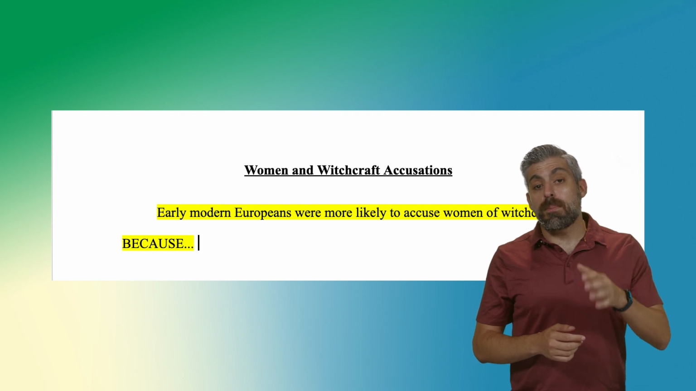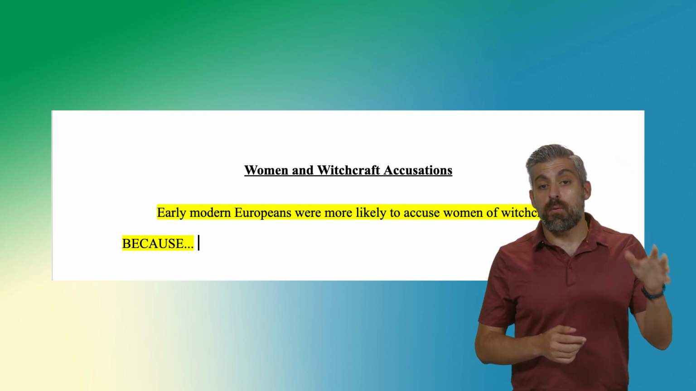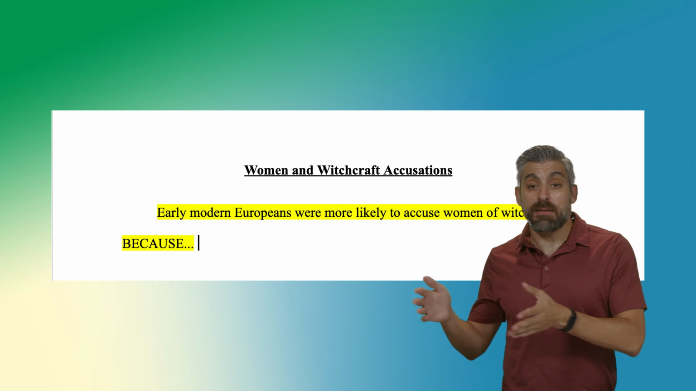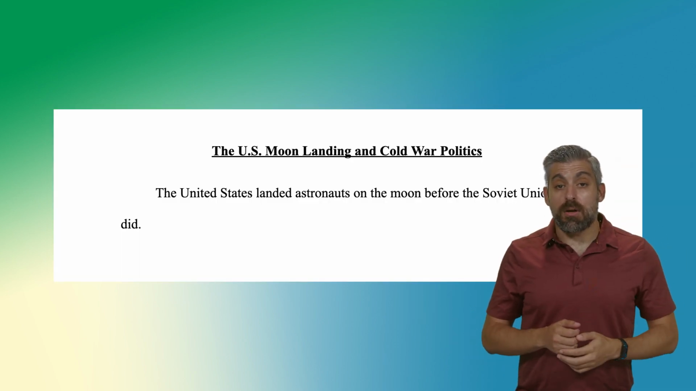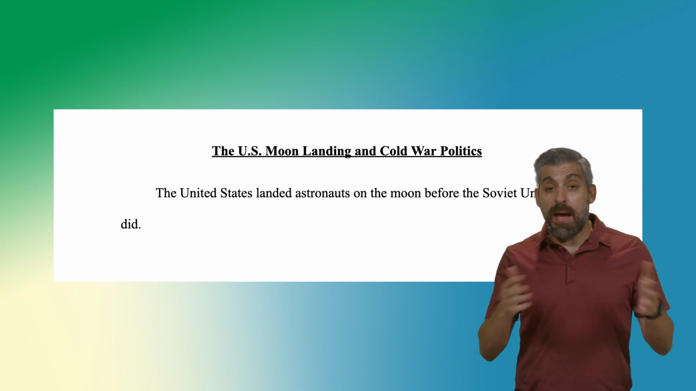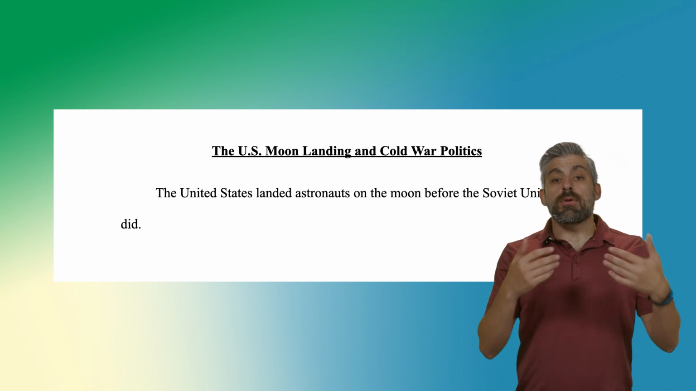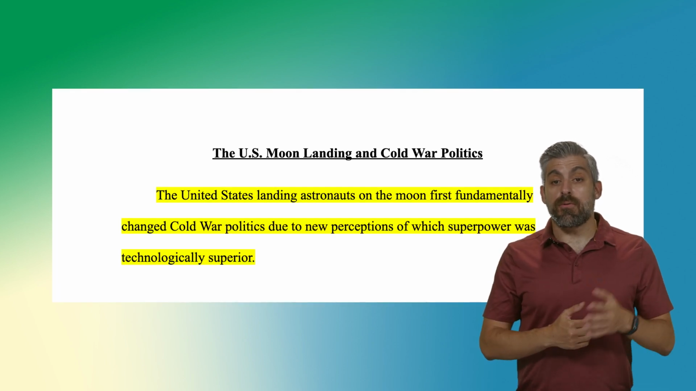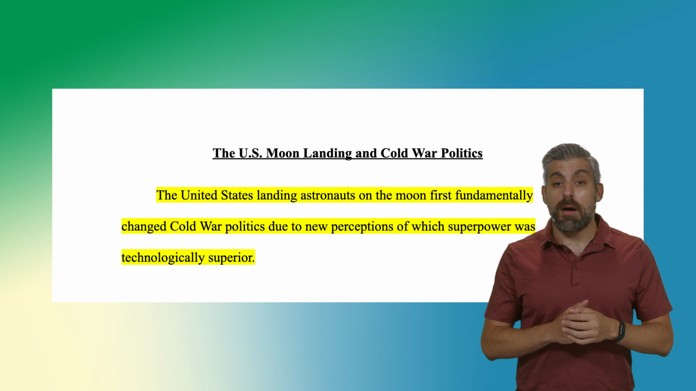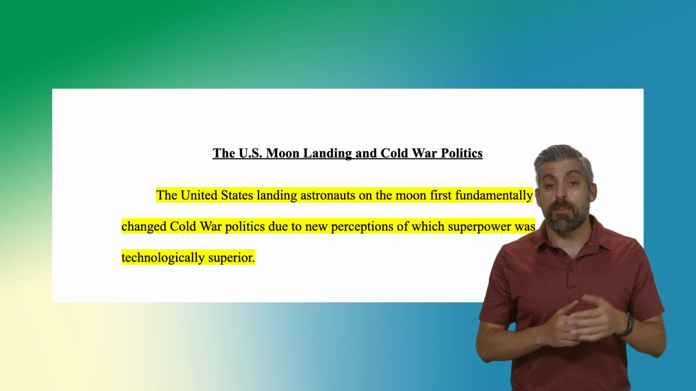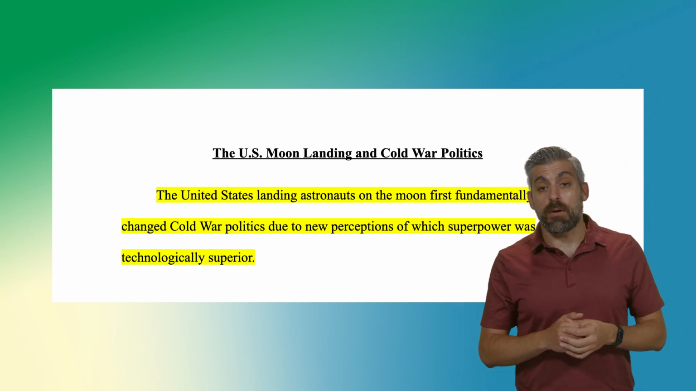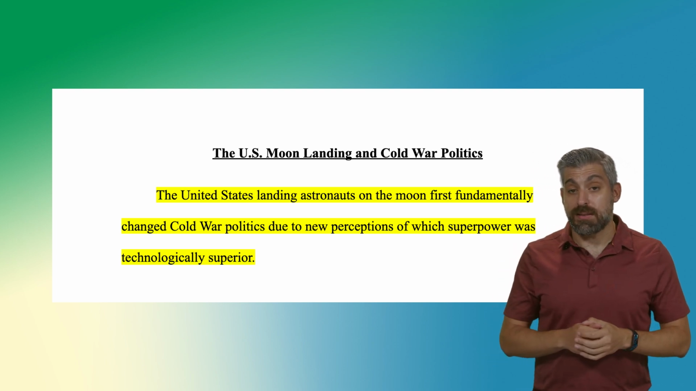Paper over. A strong thesis on this same topic might start, early modern Europeans were more likely to accuse women of witchcraft because, and then list the reasons. Another example, the United States landed astronauts on the moon before the Soviet Union did. That is just a chronological fact. There's a topic, but no argument. The United States landing astronauts on the moon first fundamentally changed Cold War politics due to new perceptions of which superpower was technologically superior. Okay, now we have a thesis statement.